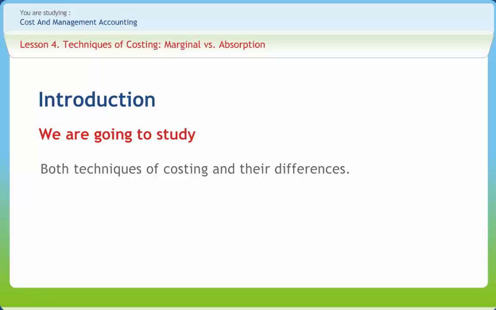Absorption costing means that all of the manufacturing costs are absorbed by the units produced. In other words, the cost of a finished unit in inventory will include direct materials, direct labor, and both variable and fixed manufacturing overheads. As a result, absorption costing is also referred to as full costing or the full absorption method. This lesson discusses both of them and issues related to them.